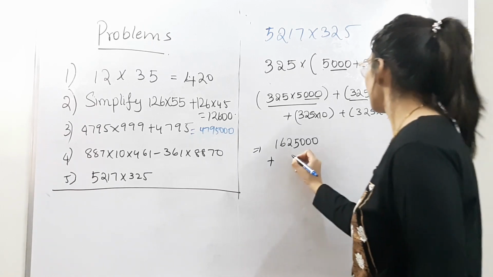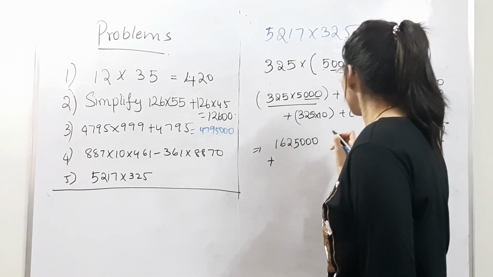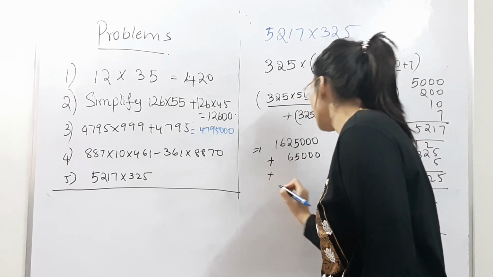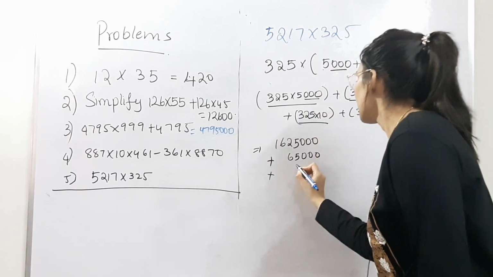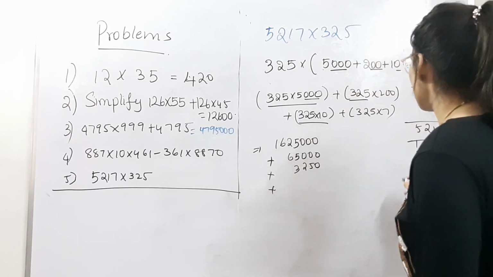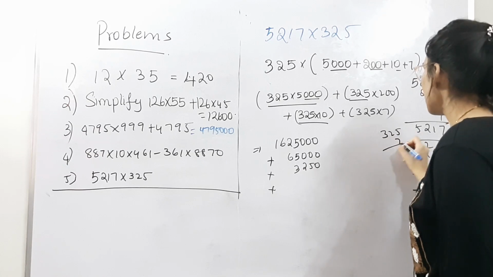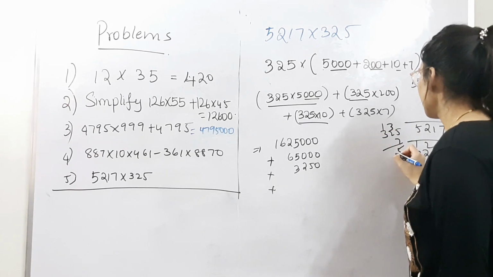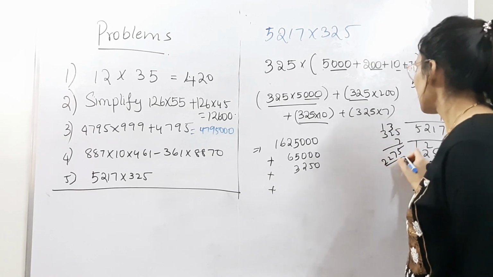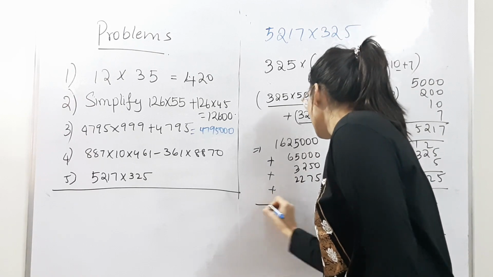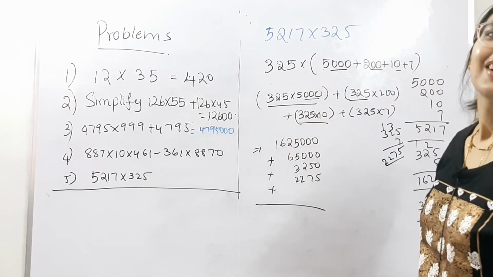650. So 650 into 2 zeros. So it will be this plus, what is this? 3250 plus, what is 325 into 7? See, you just need to do 325 multiplication. 35, 17, 22. It is 2275. If you add this, you will get the answer.